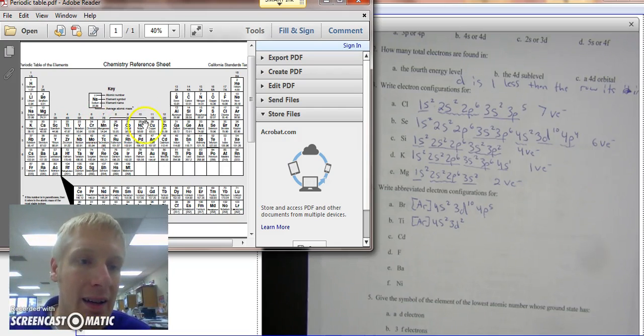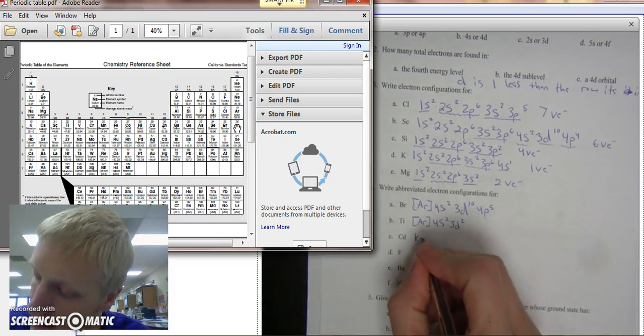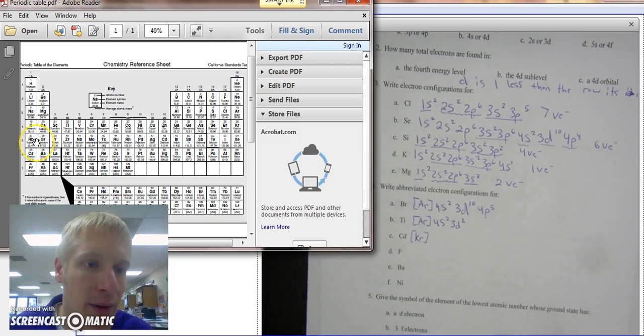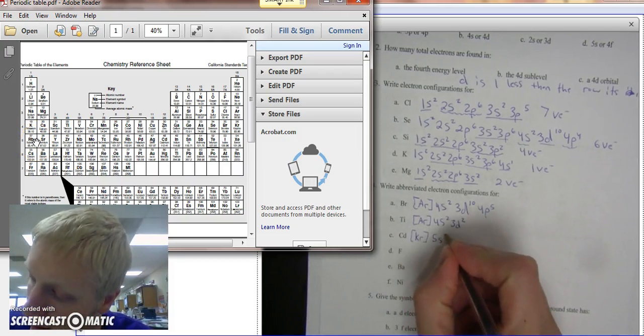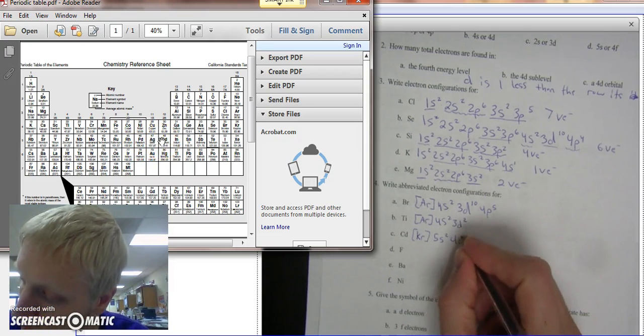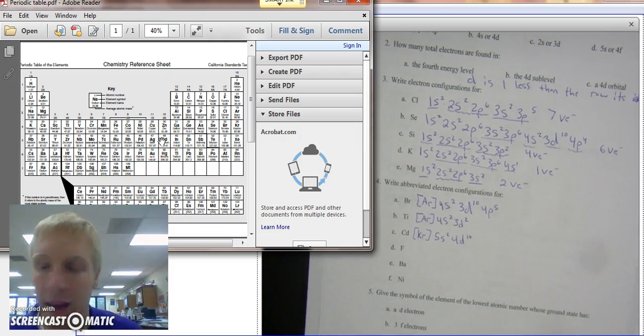Alright, cadmium. This guy over here, number 48. The noble gas that comes before that is 36, krypton. And we continue on. This is now the fifth row, so we call it 5s2. And here, this is the fifth row, but d is one less than the row it's in, so it's 4d: 1, 2, 3, 4, 5, 6, 7, 8, 9, 10. And that is cadmium.